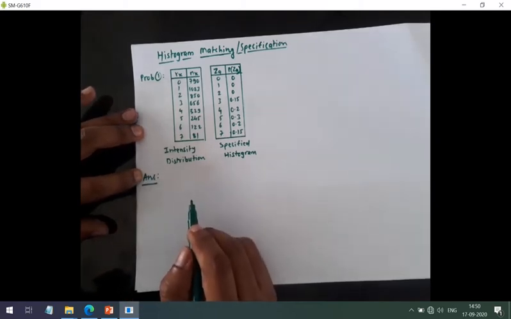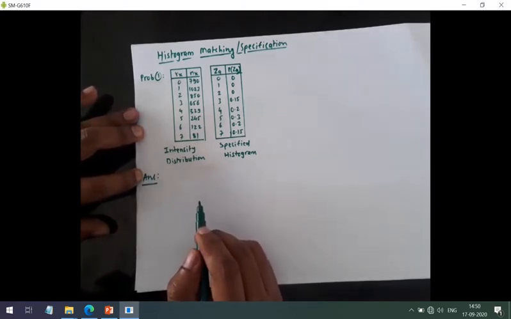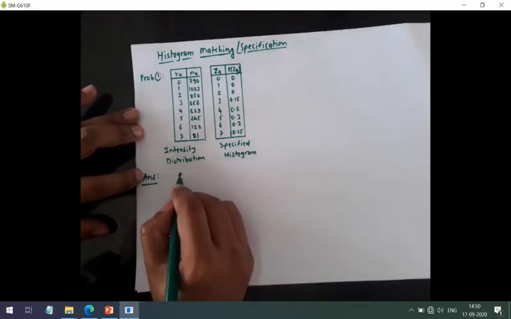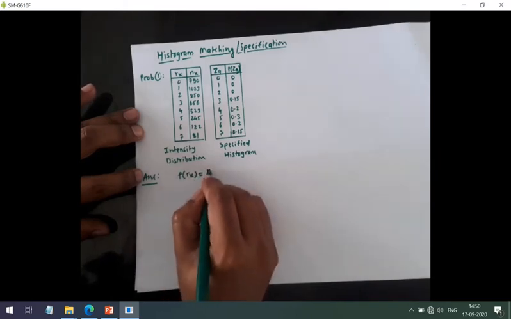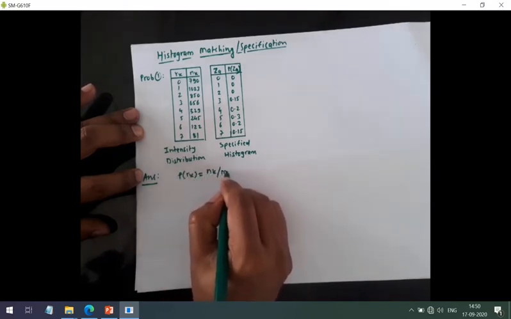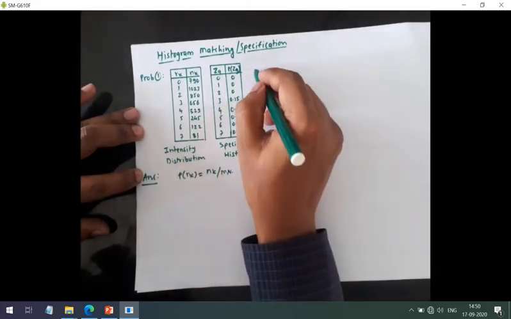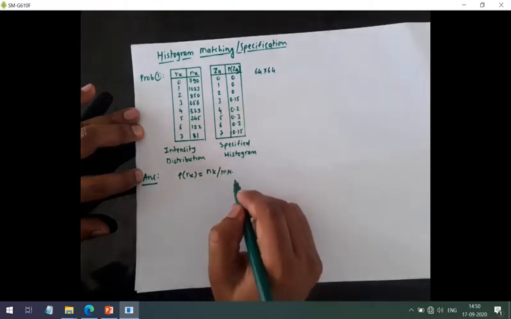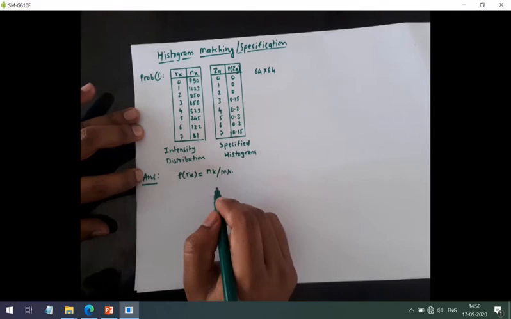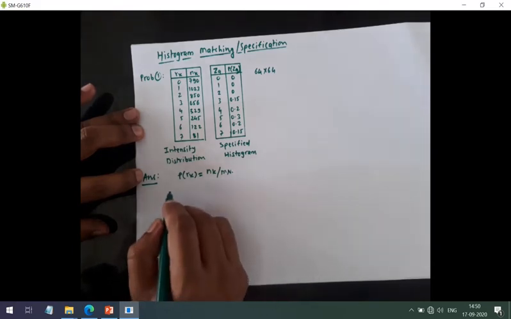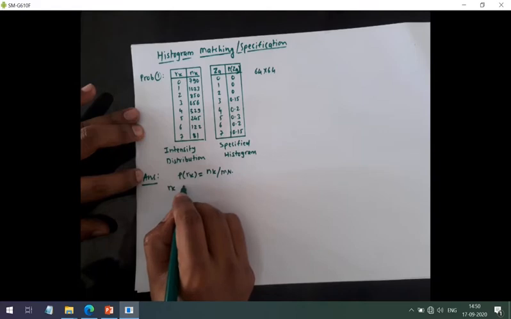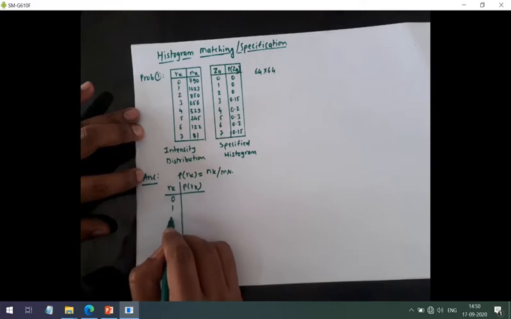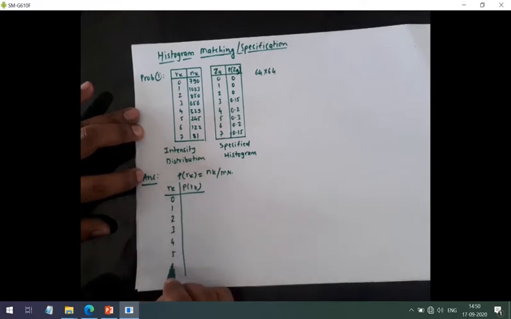Okay, so we know that in histogram equalization, the first step is to normalize the histogram. For that we apply the formula P of Rk equals Nk divided by M into N, and since this image is 64 by 64, M into N is 4096. We have already obtained the values, so I will directly write down Rk and P of Rk: Rk is 0 1 2 3 4 5 6 7.